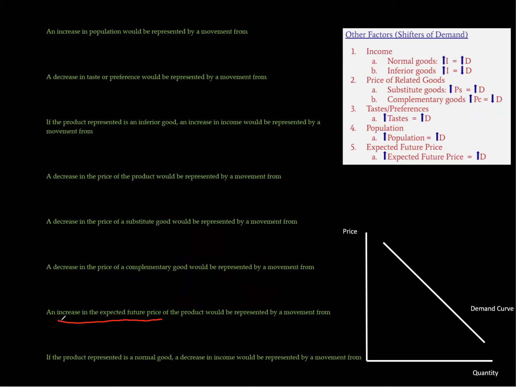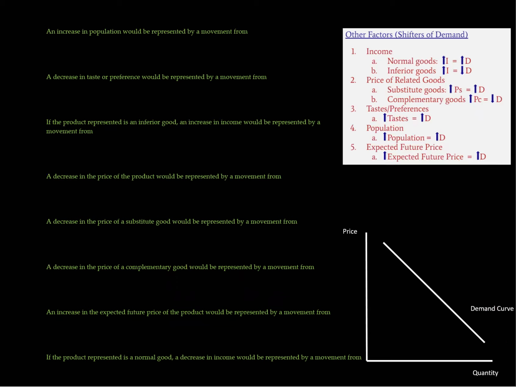An increase in the expected future price of the product. So if we think the price of the product's going to go up in the future, demand increases today. All right. So that would be a shift to the right. And the increase in demand is a shift to the right. And we generally try to draw something like a parallel shift, although that doesn't necessarily have to be true. Just think about why that's true. If I expect the price of gas to go up next week or next month, I'm going to buy more today to make sure my tank is full while it's cheaper.